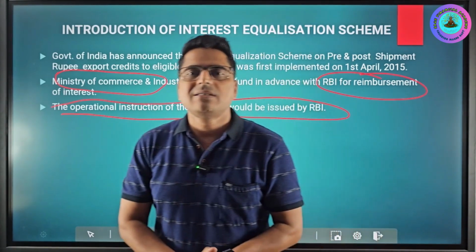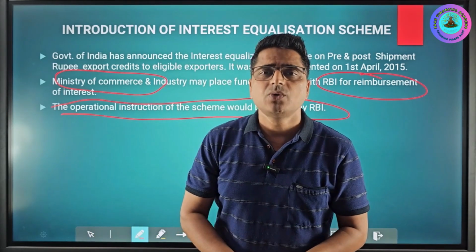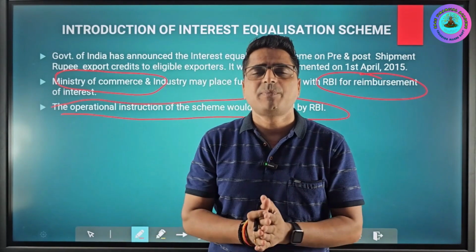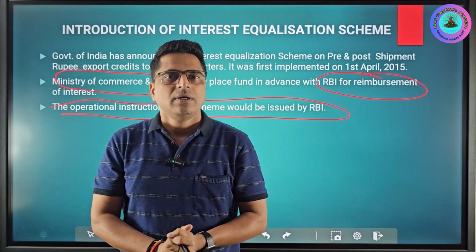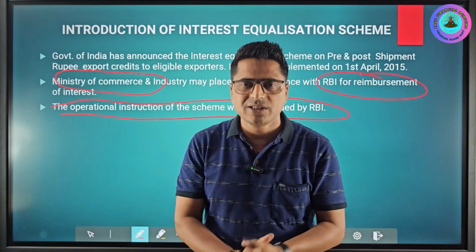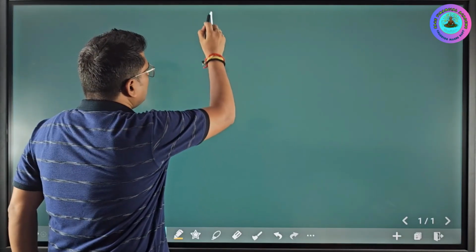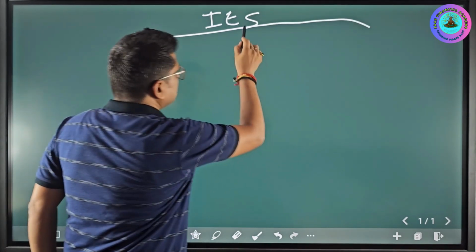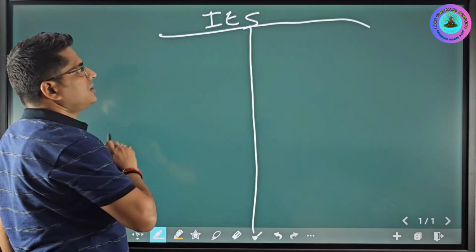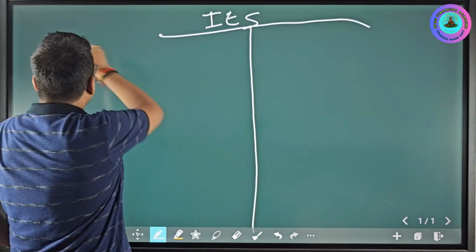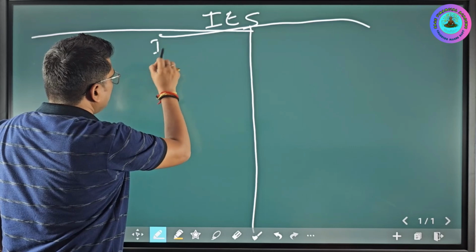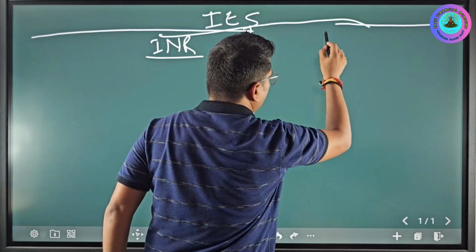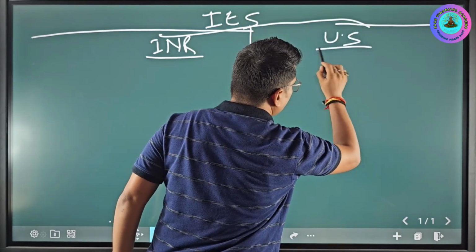So here we will take an example. With an example, you will be able to understand how the Interest Equalization Scheme works, what exactly its purpose is, and what the benefit is. So let's understand with the example. To understand the purpose and benefit, we will divide it into two parts. We will take first the party who is taking export finance in Indian rupees, and another party who is taking export finance in US dollars.